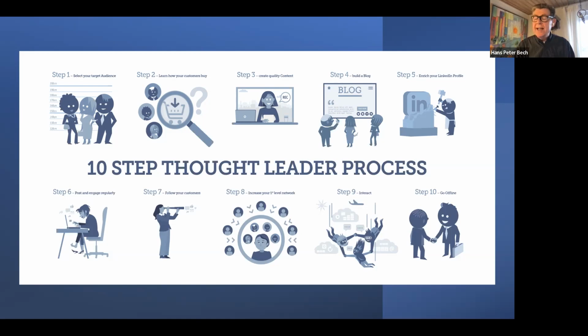Step number one is to select your target audience. It's no big surprise here, that's marketing 101. Step number two, learn how your customers buy. Step number three, create quality. And with quality, I mean product and company agnostic content. Step number four, build a blog. Step number five is revise and enrich your LinkedIn profile. Step number six is post and engage regularly. Step number seven is follow your potential customers. Step number eight is increase your first level network. And step number nine, interact with your network. And then finally, step number 10, take the conversation offline. These are the headlines of the 10 steps.